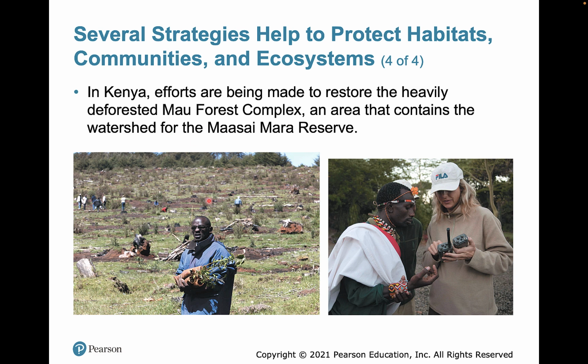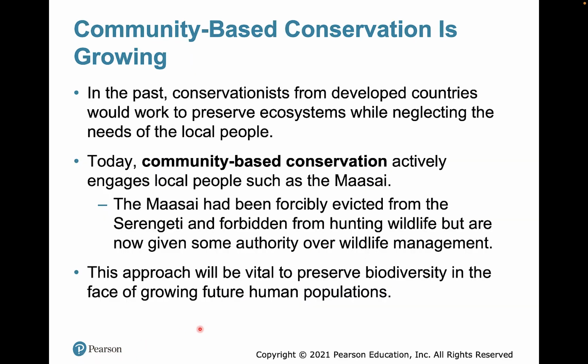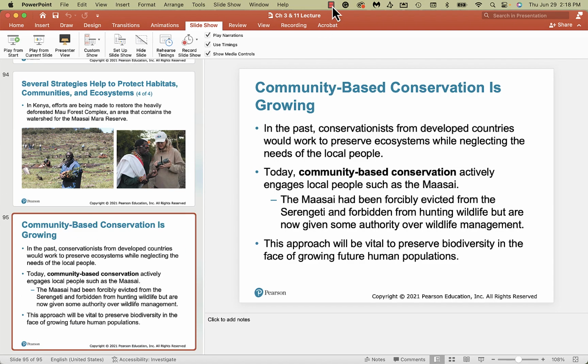Getting community involvement. You're using local people to buy in to the idea of ecological restoration. And that's the idea of community-based conservation, getting people on the ground, grassroots efforts to get us back into where we need to be to maintain that biodiversity. So there ends chapters 3 and 11.